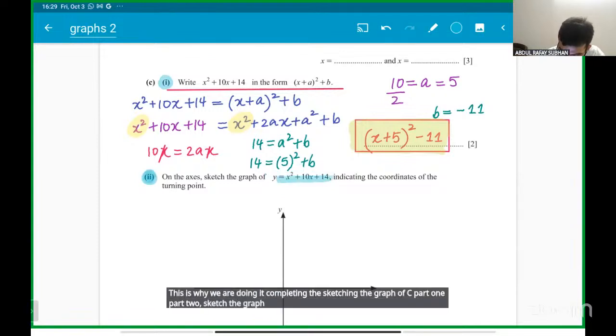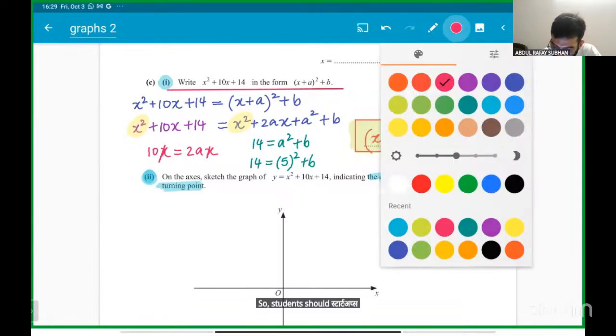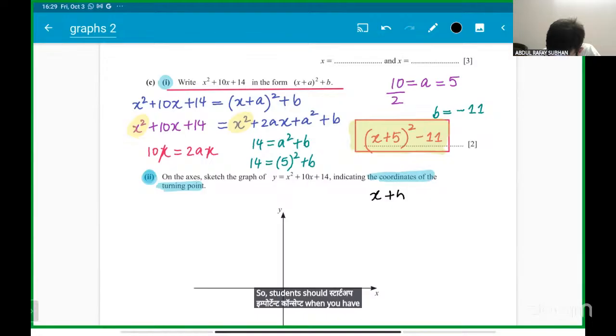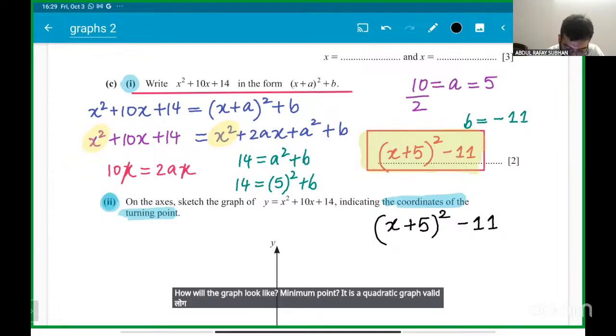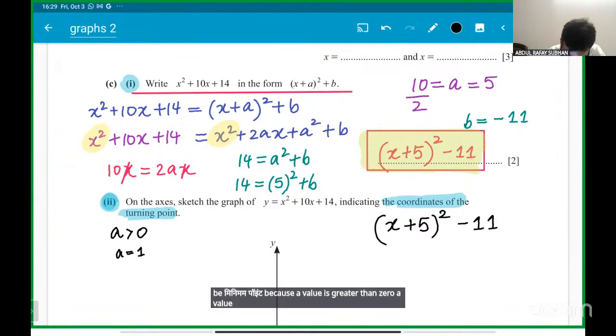Sketch the graph of y equals x squared plus 10x plus 14, indicating the coordinates of the turning point. So students should understand a new important concept to be noted down. When you have completing the square available, it also helps us. First thing, how will the graph look? It's a quadratic graph. Will it have a minimum point or a maximum point, like this or that? Your answer should be, sir, it will be a minimum point because the a value is greater than 0, a value is 1. The graph will be sketched like this.